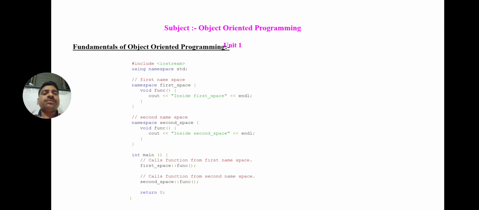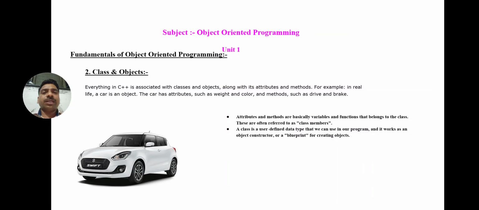Okay, then we'll see the second fundamental of object oriented programming language, that is nothing but class and object. This is a very important feature of C++ or any object oriented programming language. So first we'll see what a class is. Class is nothing but a collection of different types of methods and data. Data is the data members that you declare with the help of variables, and methods are nothing but the functions. So it is the combination of data members as well as member functions.